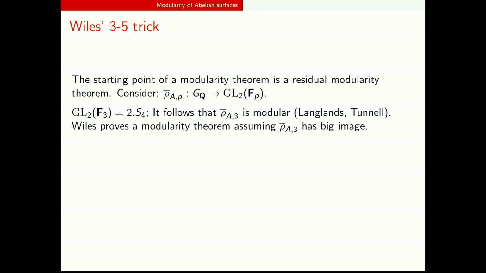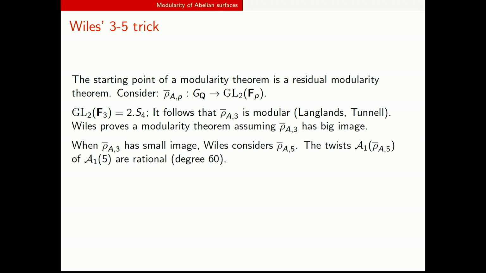Unfortunately, the mod 3 representation is not always big, and so then he has a second 3-5 trick to instead work at the prime 5. And so here is the idea. First, you remark just by facts of modular curves that when the mod 3 representation is small image, the mod 5 representation has to have big image. So you take this mod 5 representation, and then you try to think of all other elliptic curves which have the same mod 5 representation. They're parameterized by a twist of the modular curve X(5), which I'll call here A1 of 5. That modular curve is rational, of course, studied by Klein in his book on the icosahedron.